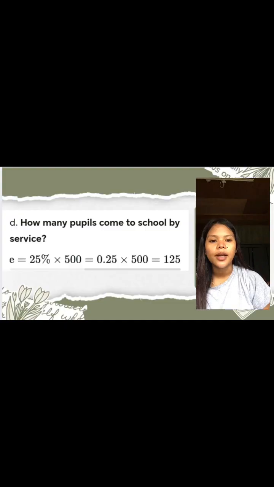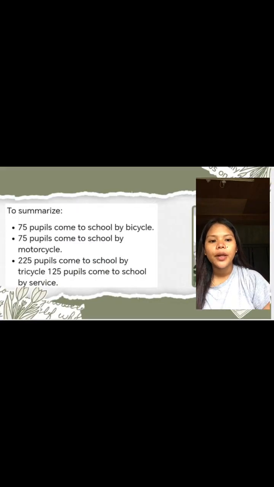So, to summarize, 75 pupils come to school by bicycle, and 75 pupils come to school by motorcycle, and 225 pupils come to school by tricycle, and 125 pupils come to school by service.